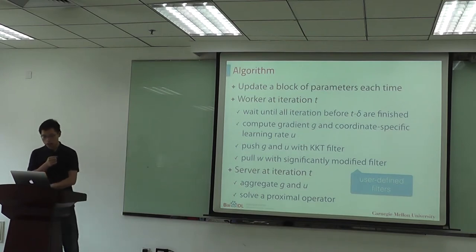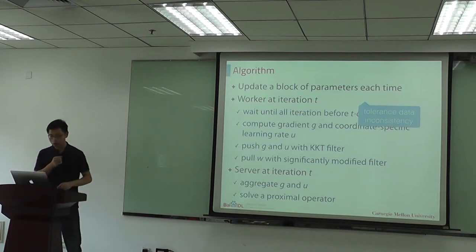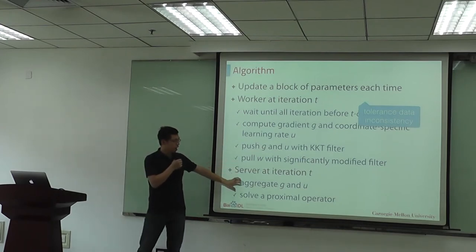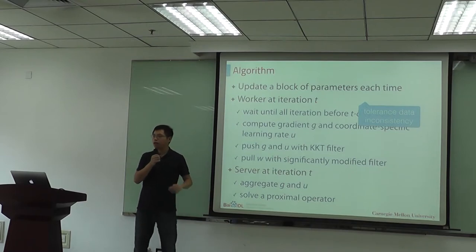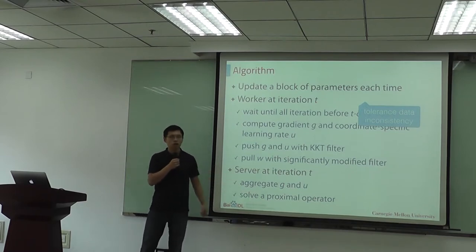But next, you want to pull the weights that have been significantly modified on the server side. For the server at version t, you first aggregate all the gradients and solve a proximal operator, because the regularizer is not smooth. So you can solve this one, and it has a general solution.